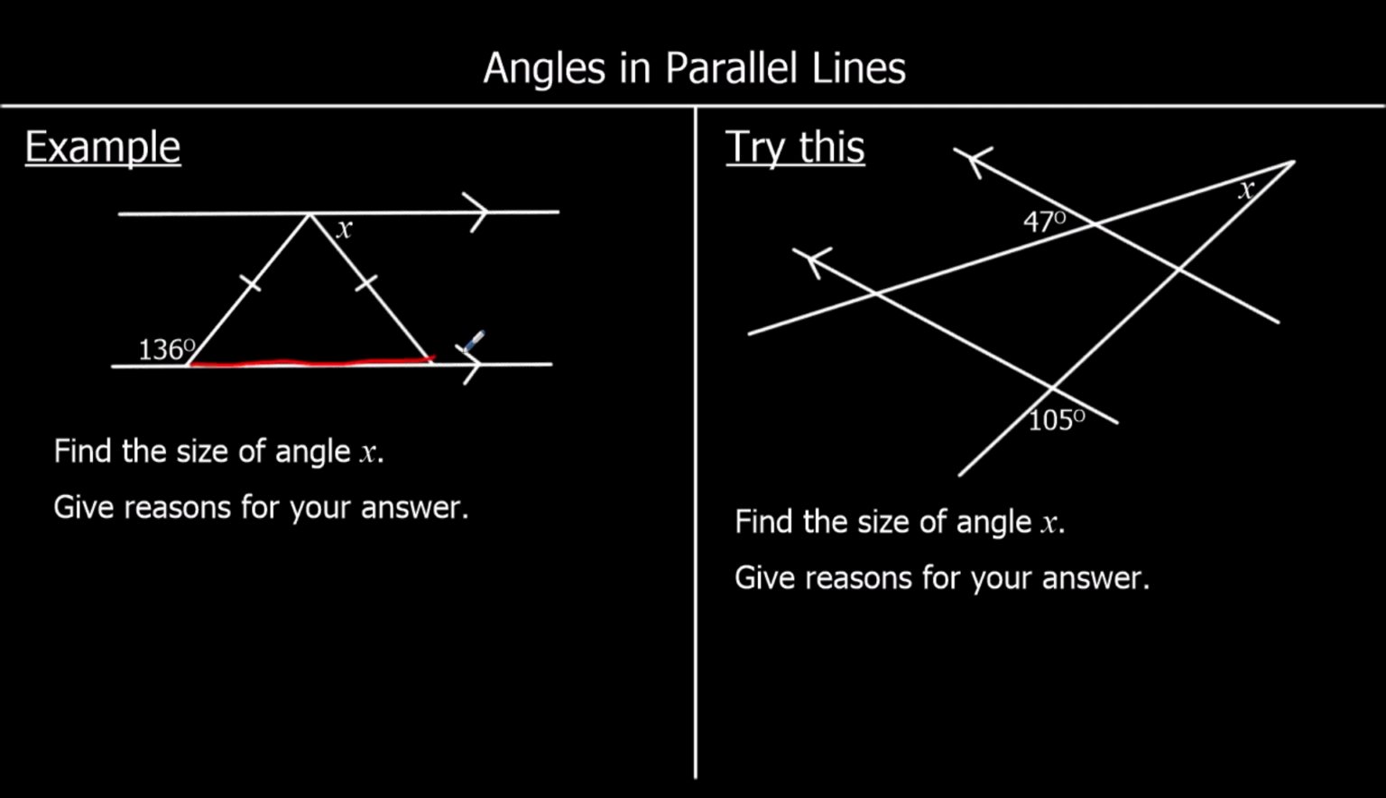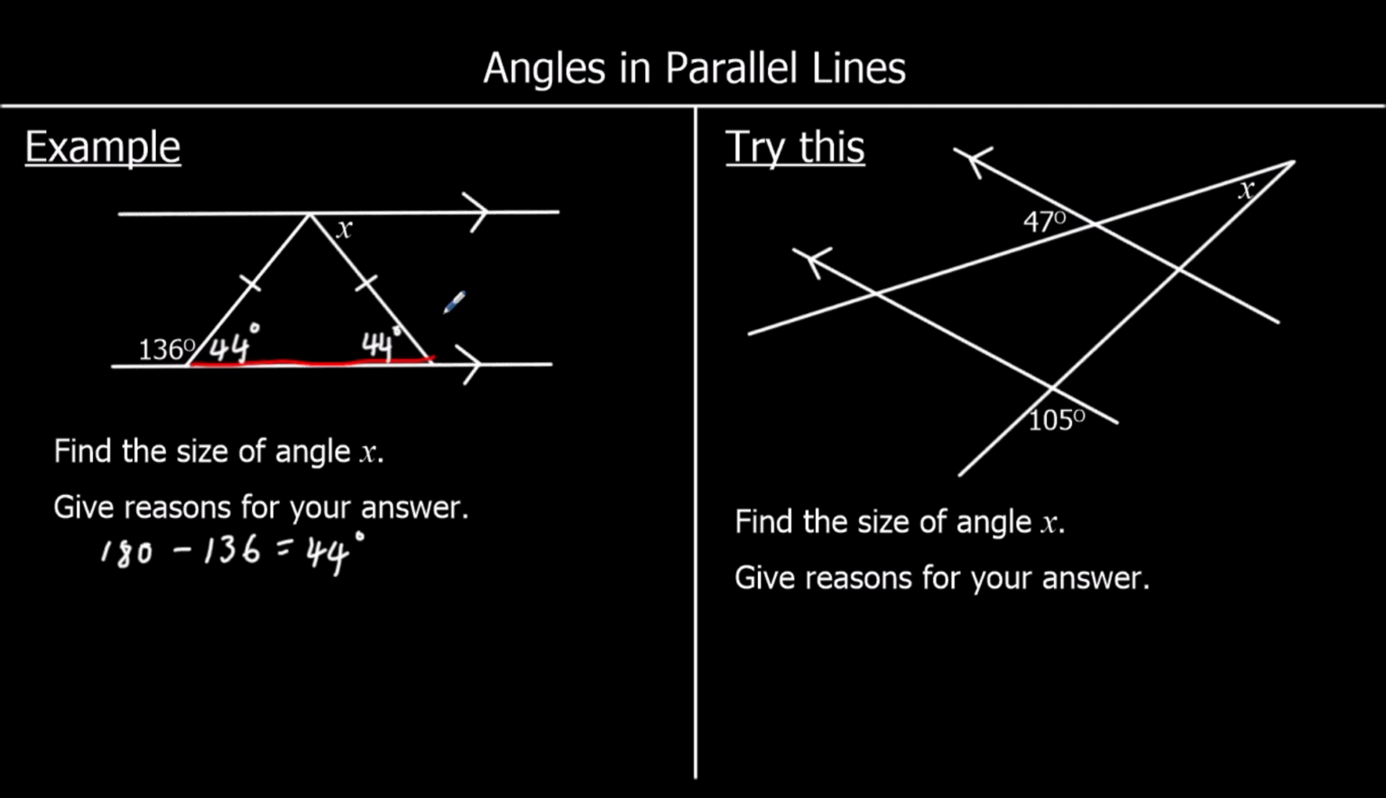We need to find angle x. We can do that by saying angles on a straight line add up to 180 degrees. So 180 take away 136 is 44 degrees. So this angle is 44 degrees. And the angles at the base of an isosceles triangle are equal. So if this is 44, the other angle at the base is also 44 degrees.